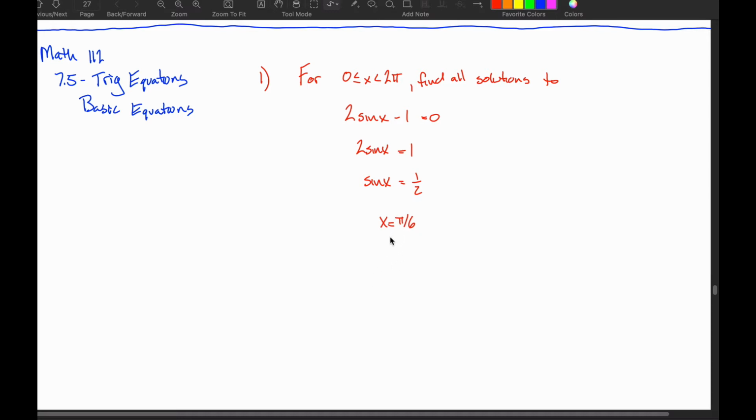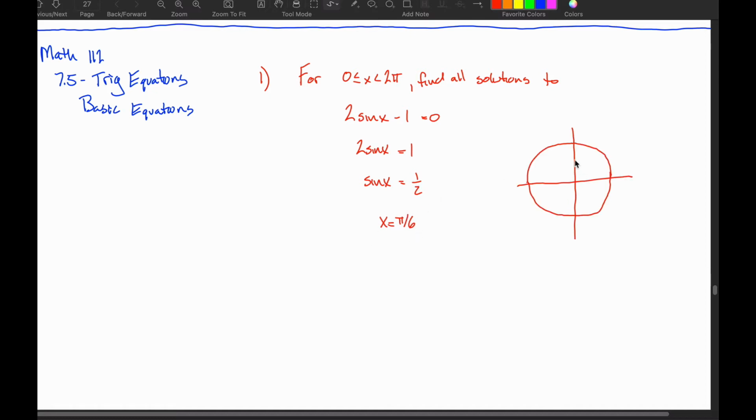It's true that the sine of pi over 6 is equal to 1/2. So pi over 6 is a solution to this equation. However, it's not the only solution. There's lots of different angles so that when you take the sine of that angle, it gives you 1/2 as the answer. Pi over 6 is just one of them.